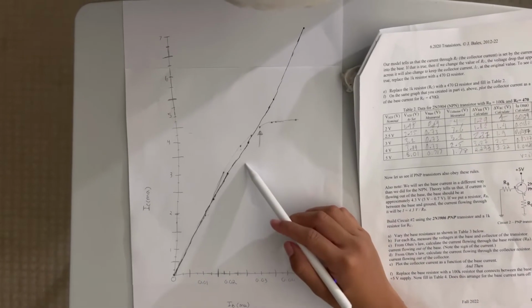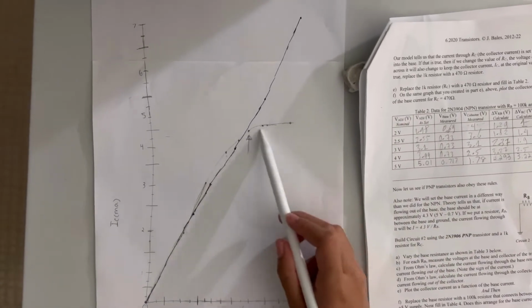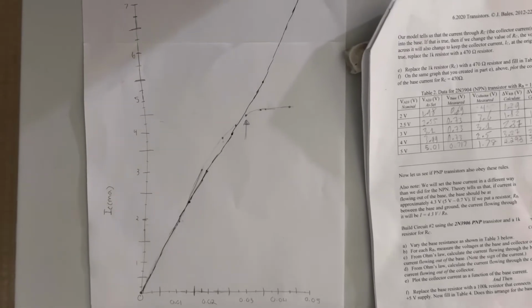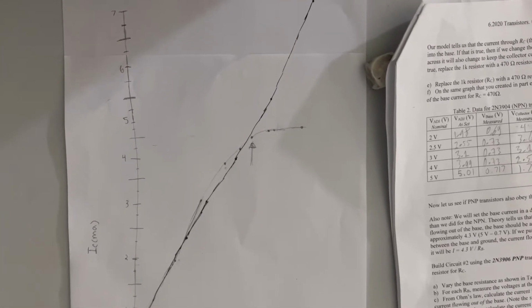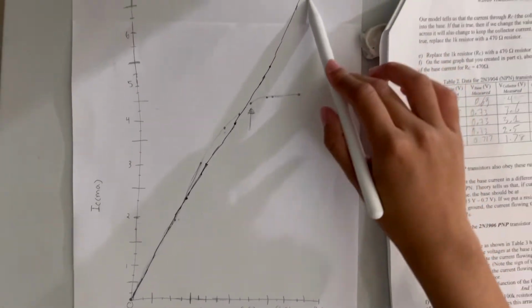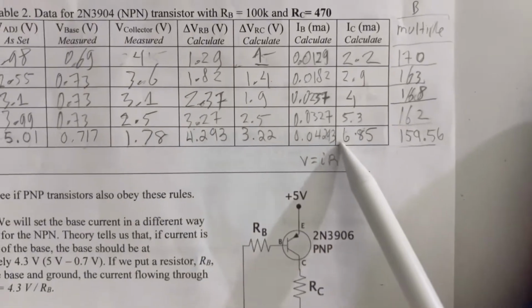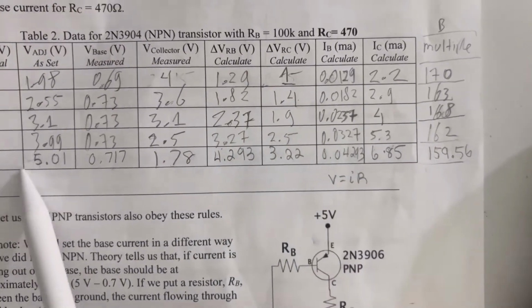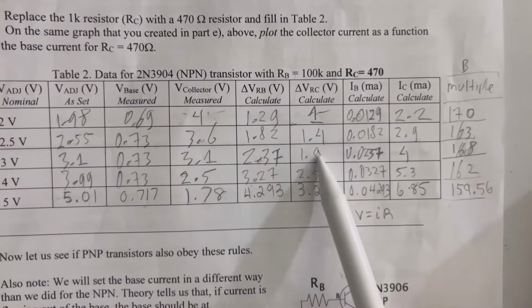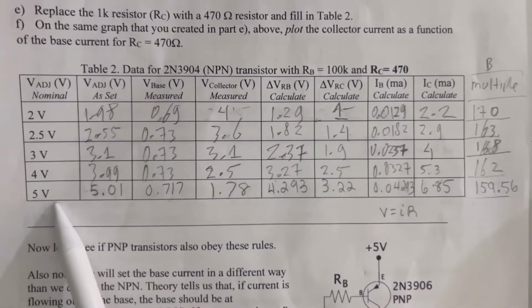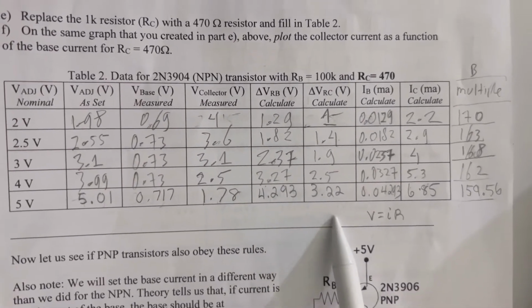So here we have a combined graph with RC 470, the black line, and then RC 1K, the slowly flatlining line in gray. Unlike our last circuit with RC 1K, our IC is increasing linearly and not flatlining, while IB is increasing even when VADJ equals 5 volts, because our VRC is not nearing the saturation point of 5V. At VADJ of 5V, our VRC is still 3.22 volts.